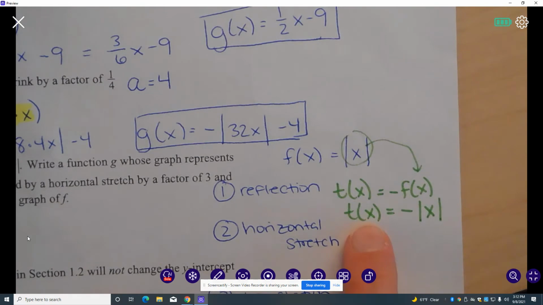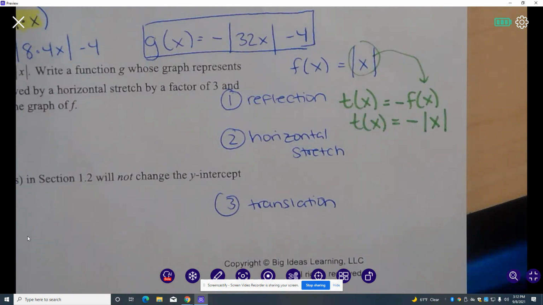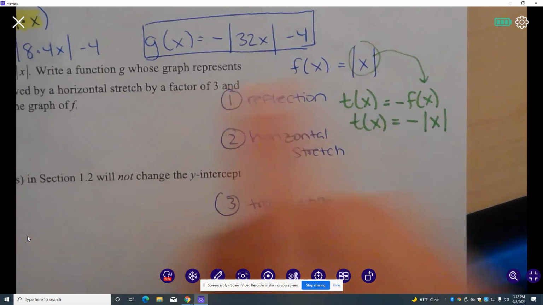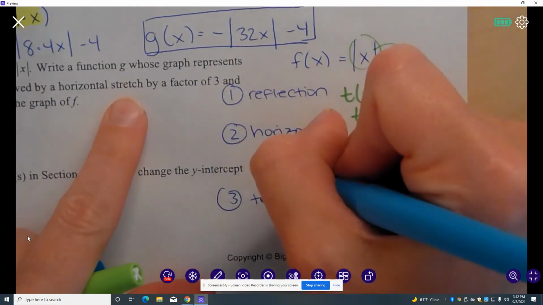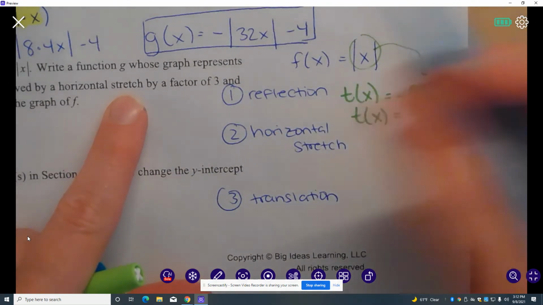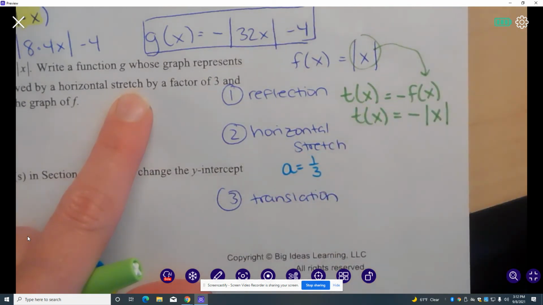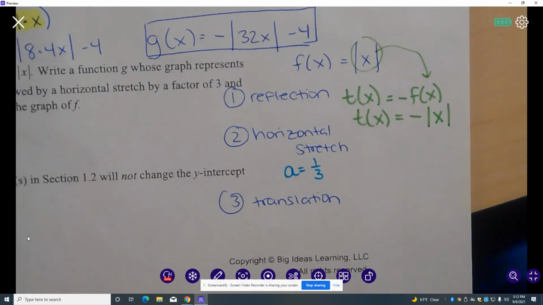Now I need to take this new function t of x and do a horizontal stretch. So remember, when we do a horizontal stretch, it's kind of opposite what you would think. My factor is 3, but my a value, remember, because it's a horizontal stretch, it's in between 0 and 1. It's a fraction. So a is going to be 1/3. And this a value gets multiplied inside the function.